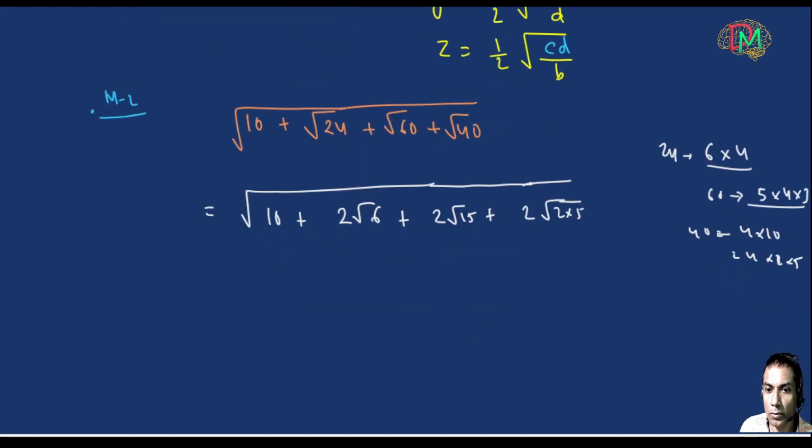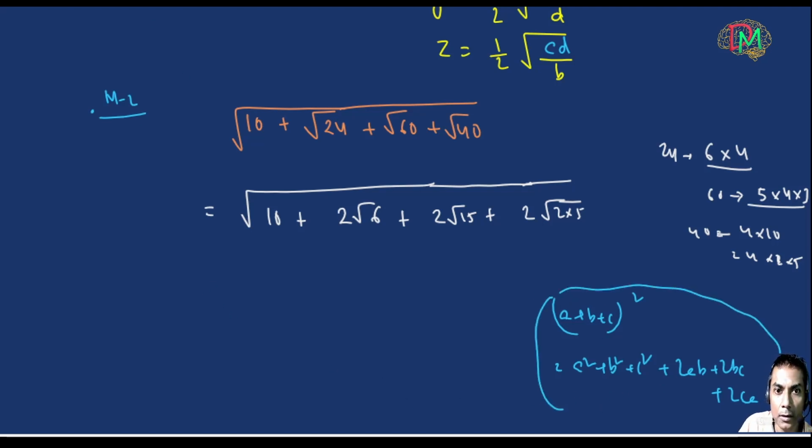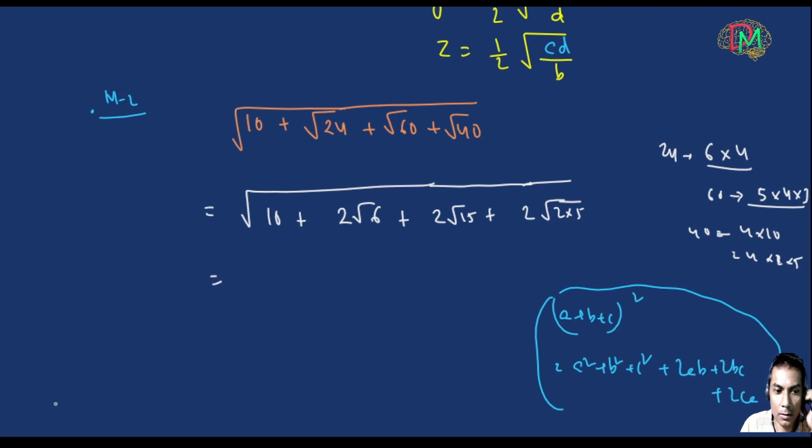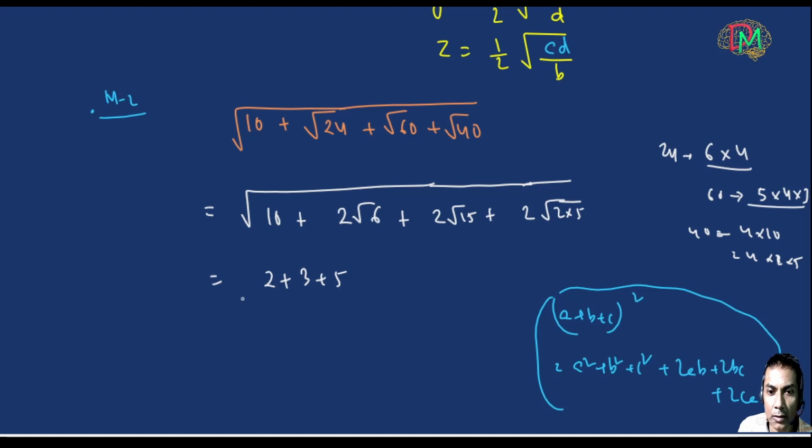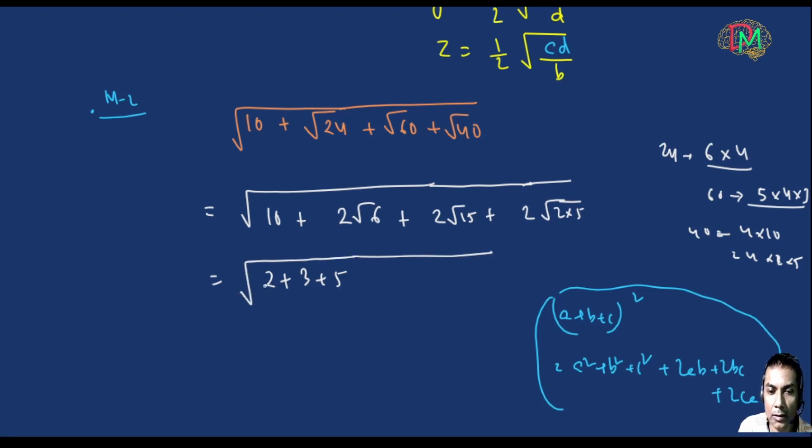So now remember this algebraic identity: a plus b plus c whole square. We know that a plus b plus c whole square equals a square plus b square plus c square plus 2ab plus 2bc plus 2ca. So we can apply this to find the values of a, b, c, correct? First you split the 10 as 2 plus 3 plus 5. Then you square it, a square, b square, c square.